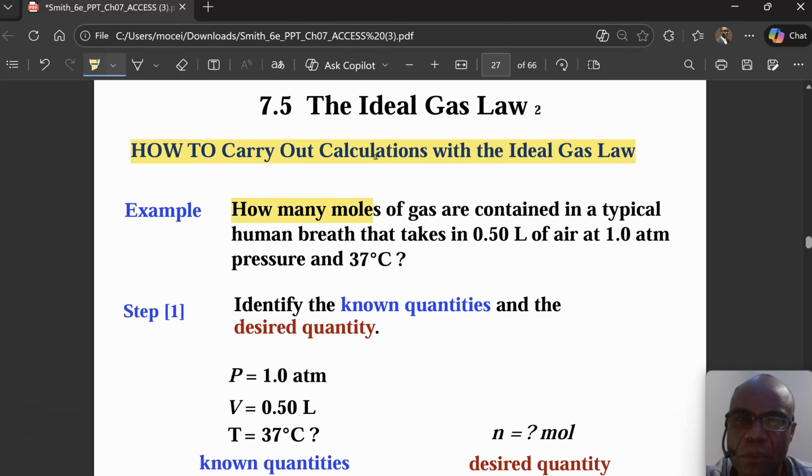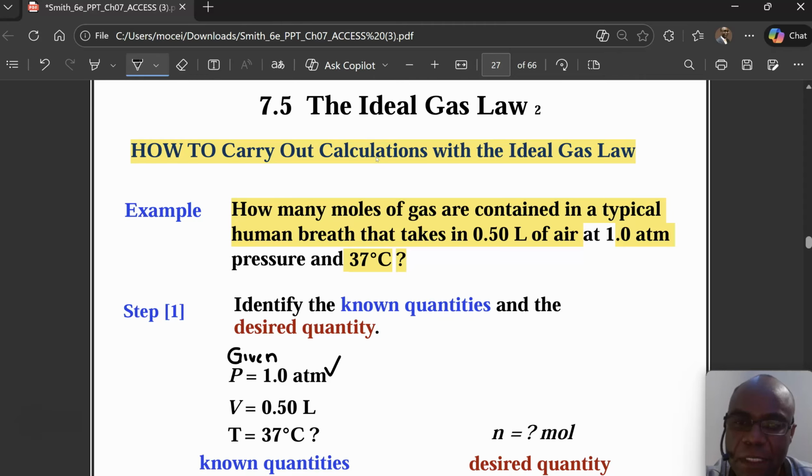Example 1. How many moles of gas are contained in a typical human breath that takes in 0.5 liters of air at 1 atm pressure and 37 degrees? So we know what we are given. We are given the pressure as 1 atm, volume is 0.5, temperature is 37, and that has to be converted to Kelvin by adding 273 or 273.15 to give us 310 K.